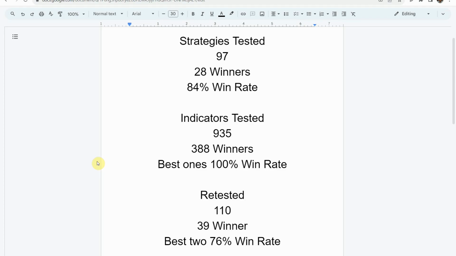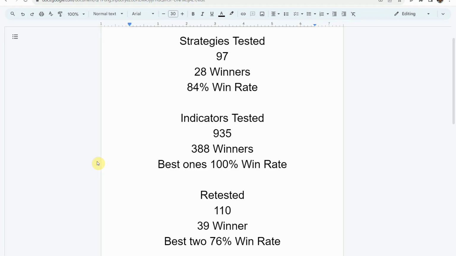We've also tested a total of 935 indicators, with 388 of them being winners. The best one so far was able to achieve a 100% win rate. Now you need to go back and watch those videos to understand the context of how they were able to achieve that. So go back and watch those videos and see what you can get out of those winning indicators.